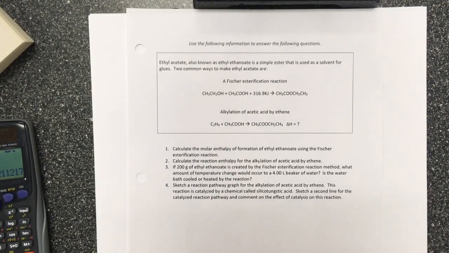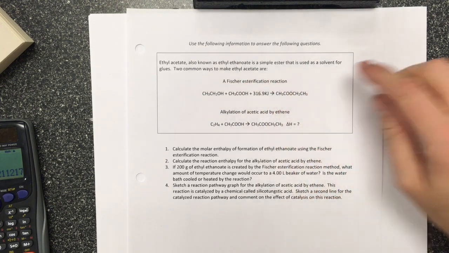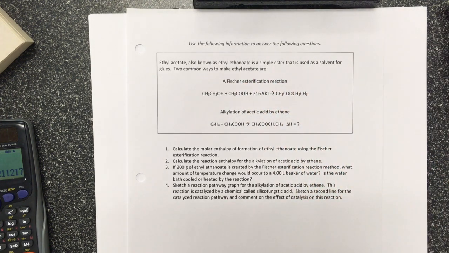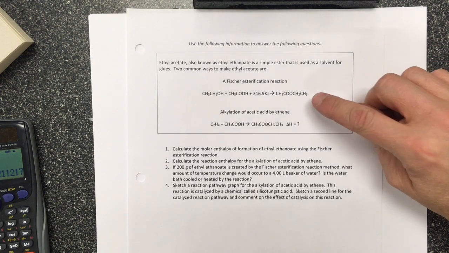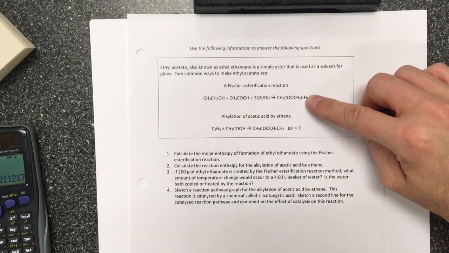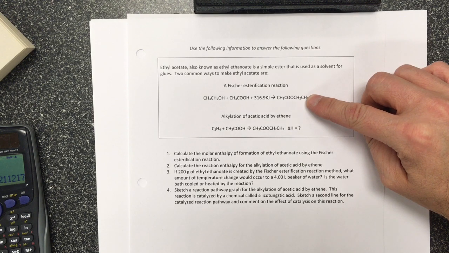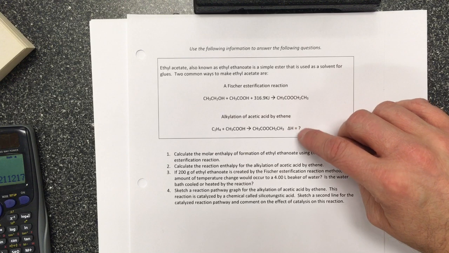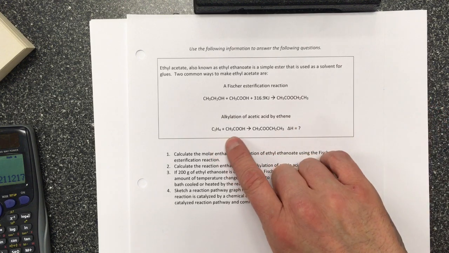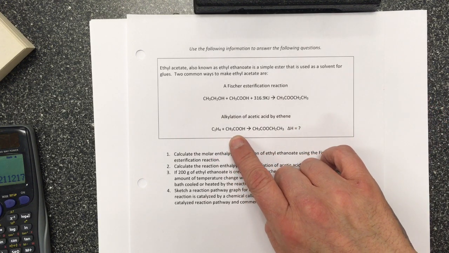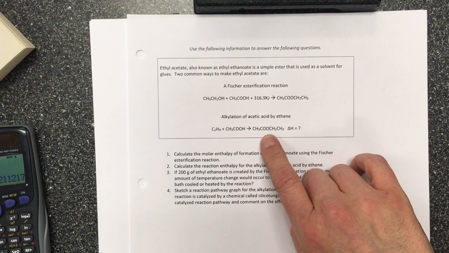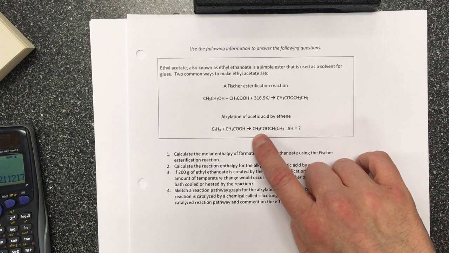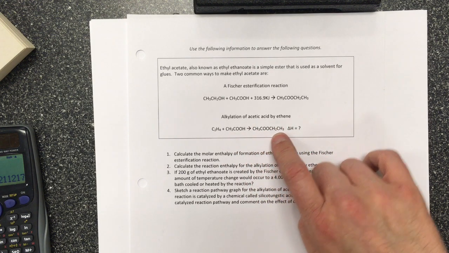In this question, we're going to deal with ethyl acetate. It's also known as ethyl ethanoate. It is a simple ester that is used as a solvent for glues. Two common ways to make ethyl acetate are a Fischer esterification reaction, where you've got ethanol and ethanoic acid making ethyl ethanoate, and then the alkylation of acetic acid by ethene. So they've got ethene and ethanoic acid to produce ethyl ethanoate.